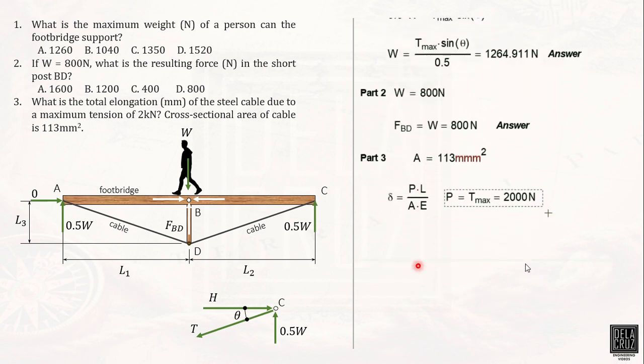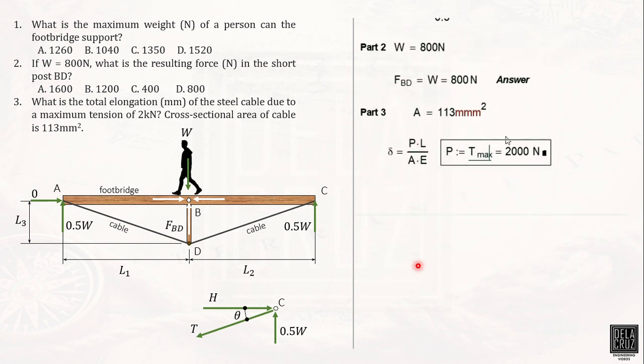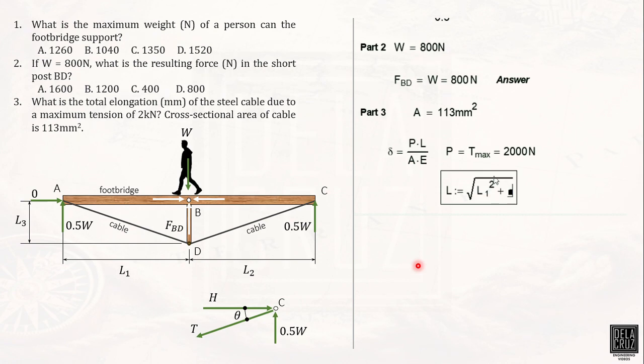Now, what would be the value of L? Our L would be the square root of L1 squared plus L3 squared. We are in millimeters, so let's convert. That would be L3 because we are only considering this triangle here. And then we can calculate the total deflection, denote it as delta total, equivalent to PL over AE.